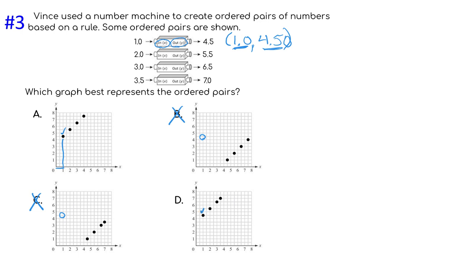It's got it. Next dot should be at 2 and 5 and 5/10, or 5.5. So run to 2 on answer choice A, jump up to 5.5. A's got it. D, run to 2, jump to 5.5. D's got it. Next dot should be at 3, 6.5.